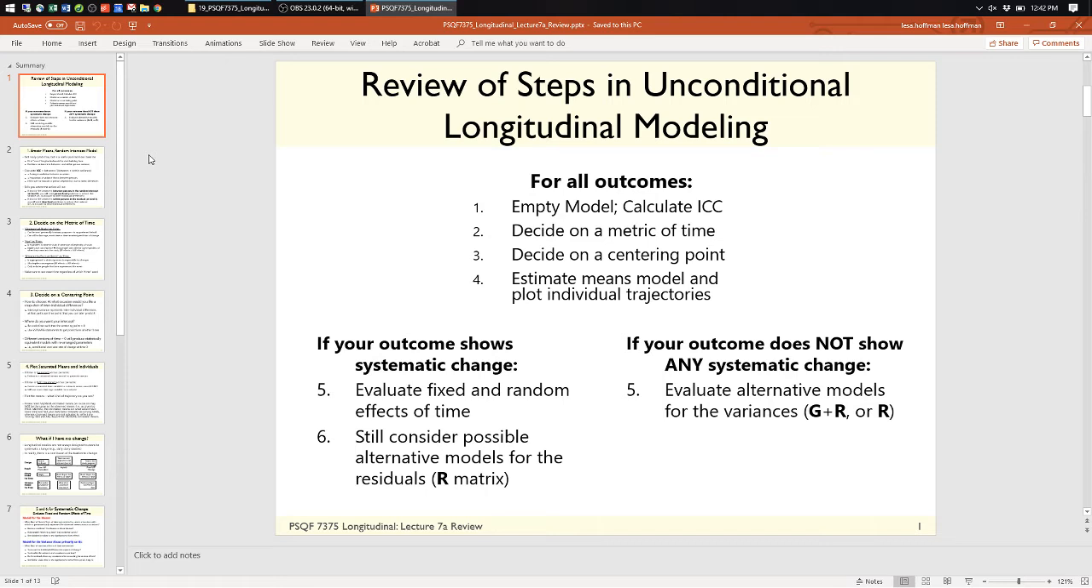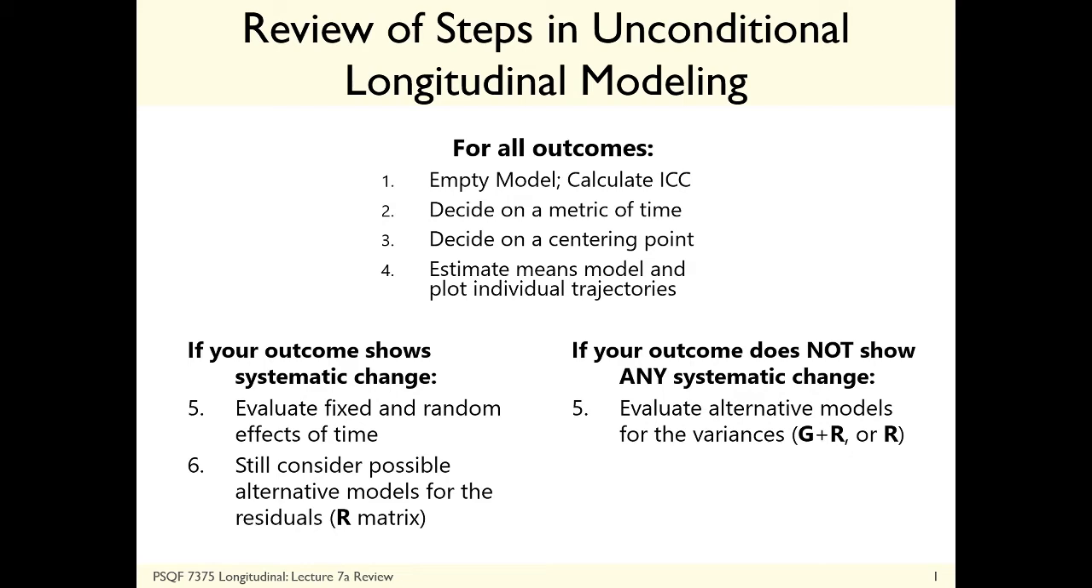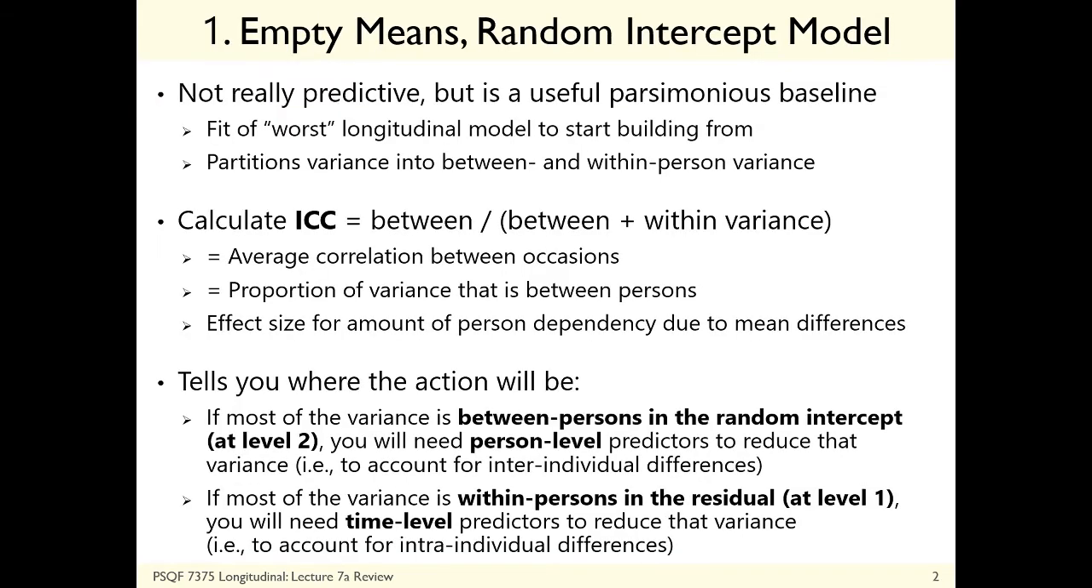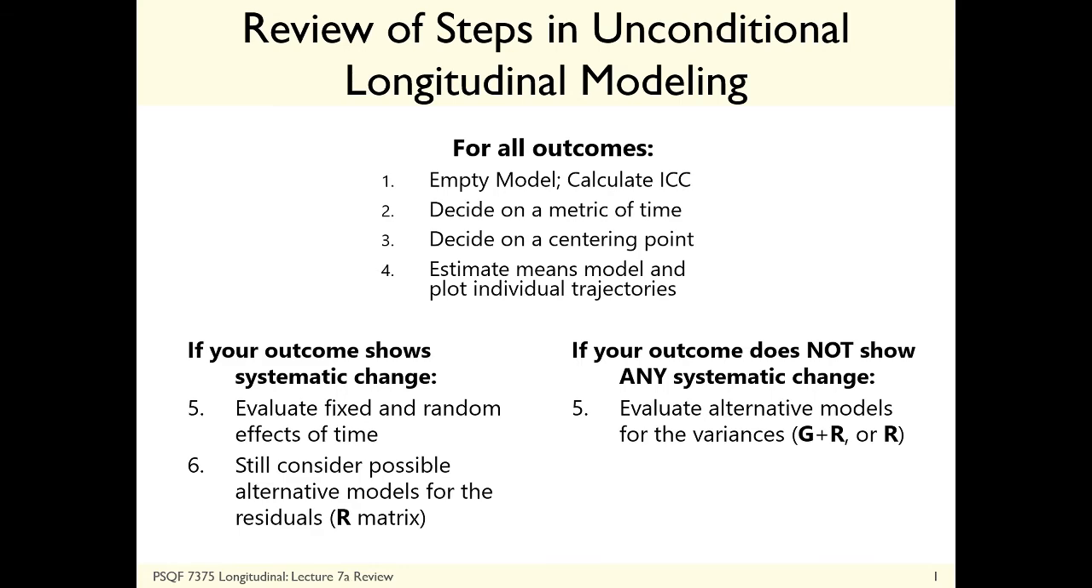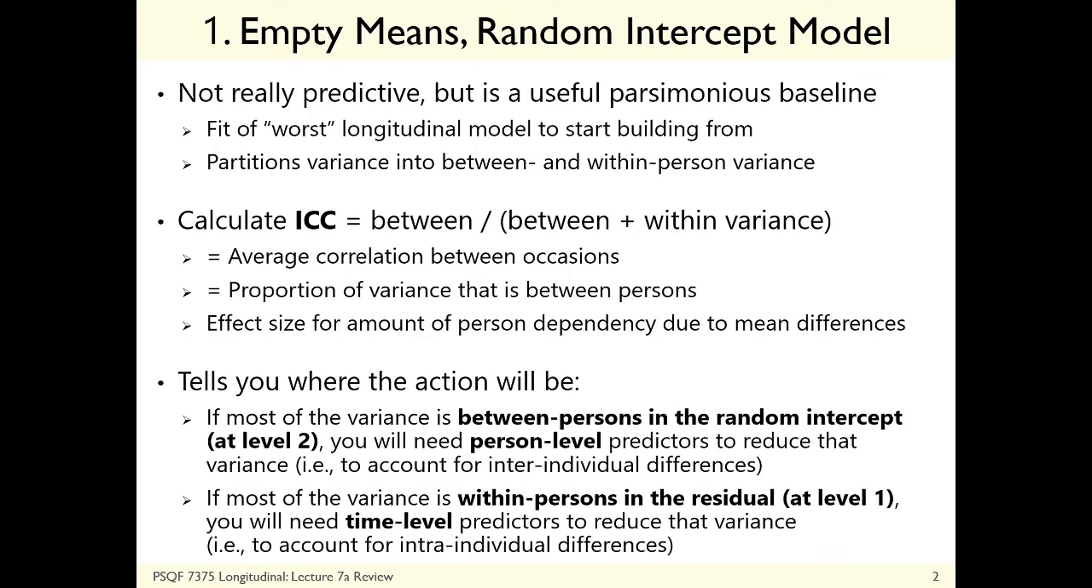This would be the process that I would go through anytime I'm handed a brand new longitudinal data set. So I have all of the steps summarized here on this front slide, and we'll go through them one by one. Okay. Ready? Okay, so lecture 7A here. So first model, first step 1, empty means random intercept model.